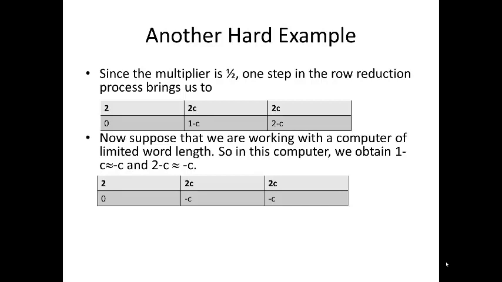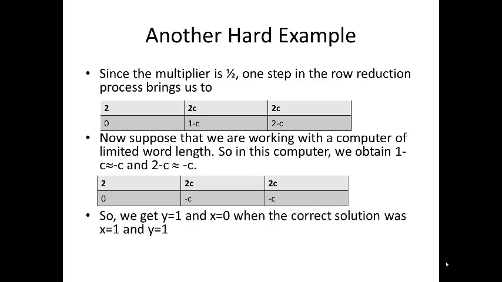As a result of solving this for y, the second value, we would get 1 and x is equal to 0, when the correct solution was actually 1 and 1. On the other hand, Gaussian elimination with scaled partial pivoting selects the second row as the pivot row. The scaling constant is 2c, and the larger of the two ratios for selecting the pivot row, 2 divided by 2c, or 1, is the second one. And that allows us to obtain the correct answer.